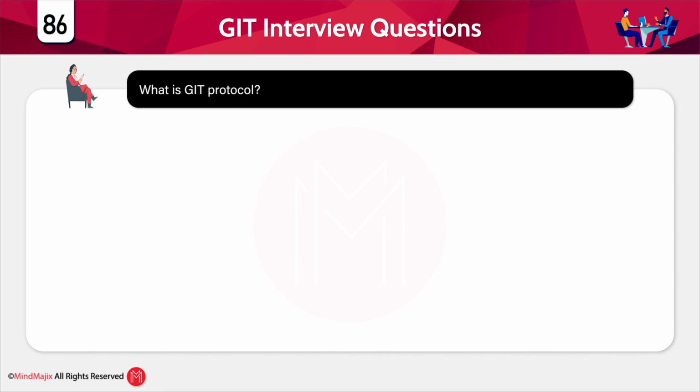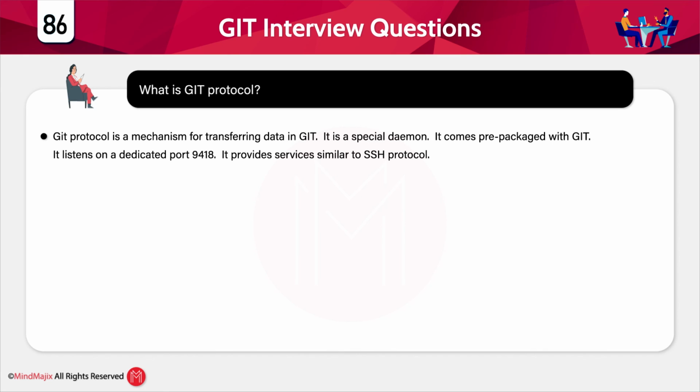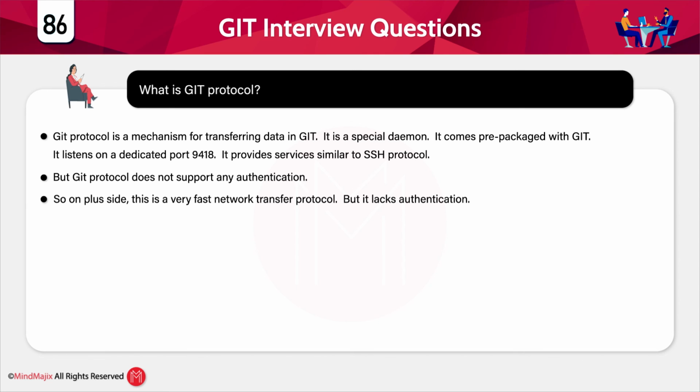What is the Git protocol? Git protocol is a mechanism for transmitting or transferring the data in Git. It is a special daemon. It comes pre-packed with Git, guys. It listens to a dedicated port 9418. It provides services similar to what? SSH protocol, Secure Shell. But Git protocol does not support any authentication.